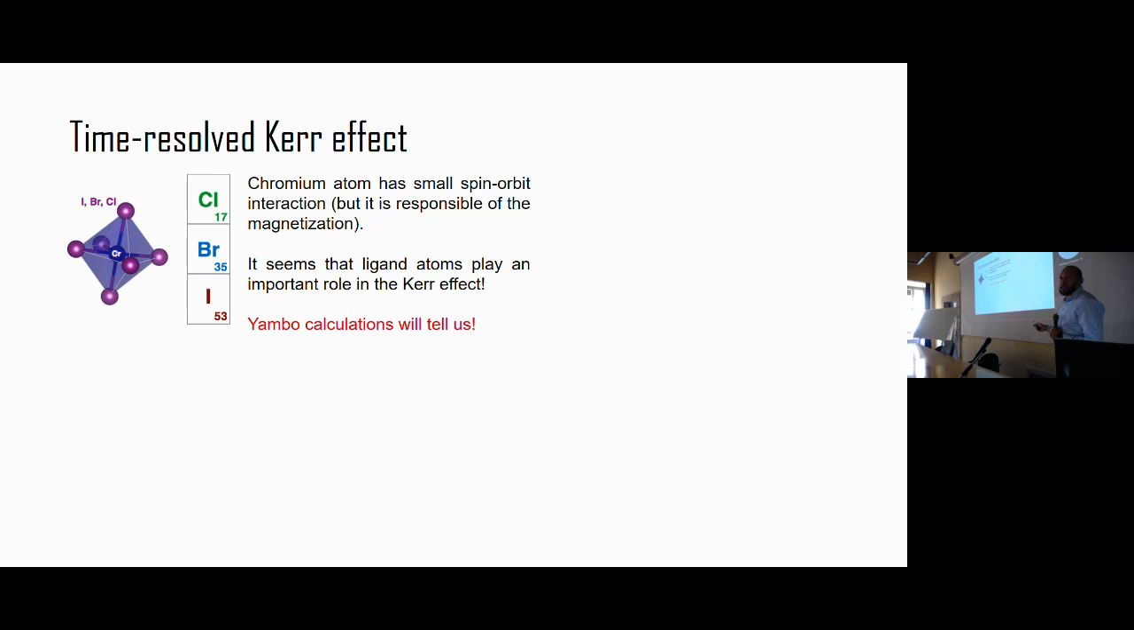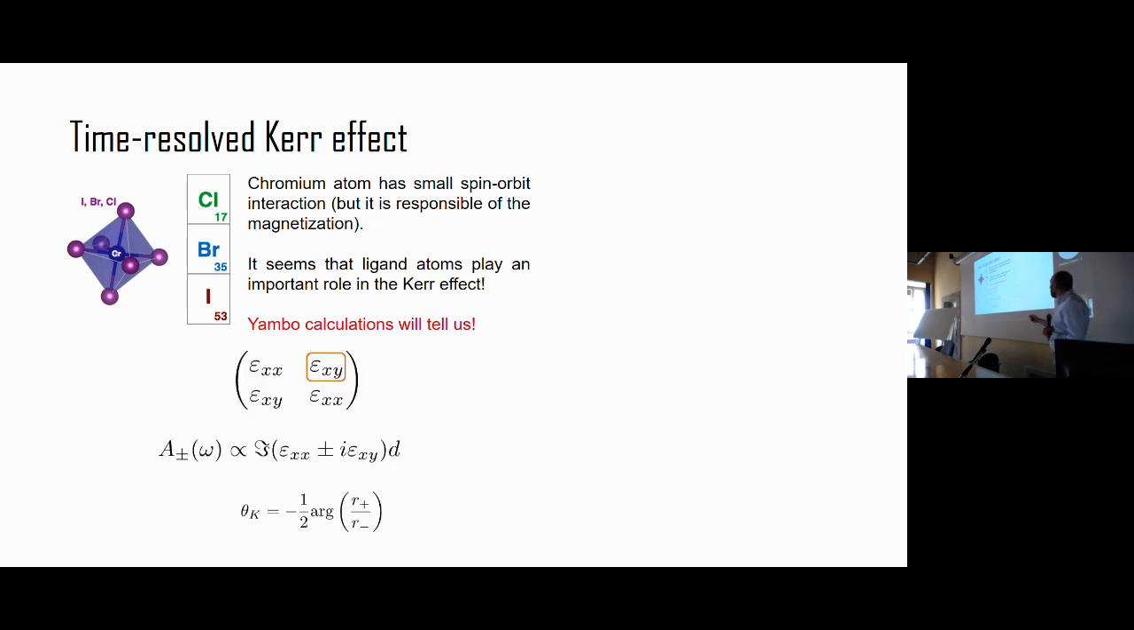And you see that the ligand iodine has a high spin-orbit coupling, but chlorine has a very small one. And chromium also has a very small spin-orbit coupling. So in principle, you should see that the Kerr effect of this material will decrease. And the Kerr effect is something that you can also calculate with Yambo. Why? Because you can calculate the off-diagonal part of the dielectric function, and this is related to the Kerr angle.